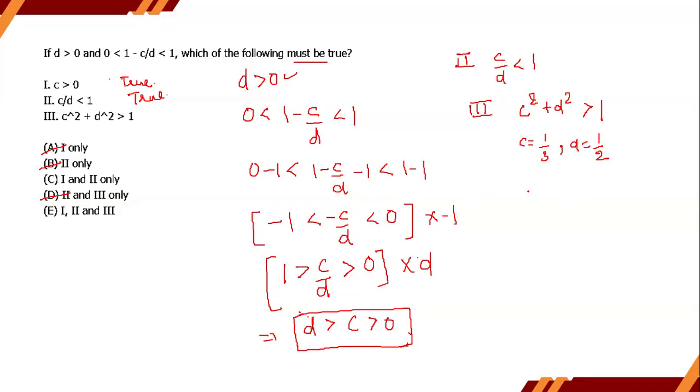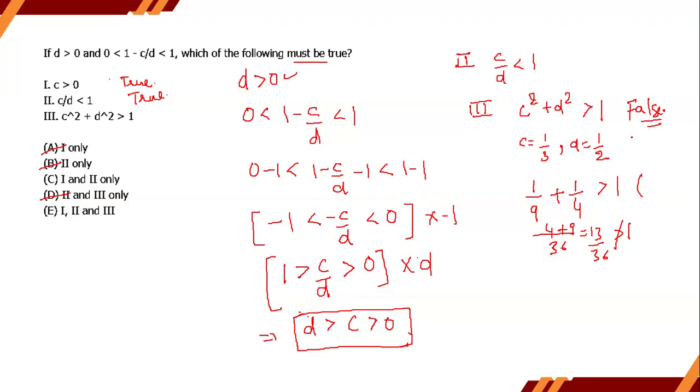All right, so here we have c square, that is 1 by 3 square, which is 1 by 9, plus d square, that is 1 by 2 square, which is 1 by 4. Whether this is greater than 1, is this greater than 1? What is the LCM you get? 36. So 4 plus 9, right? 13 by 36. Of course, it is not greater than 1, right? So if it is not greater than 1, that means this is false, right?